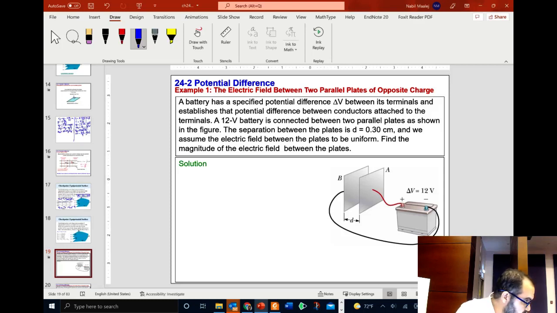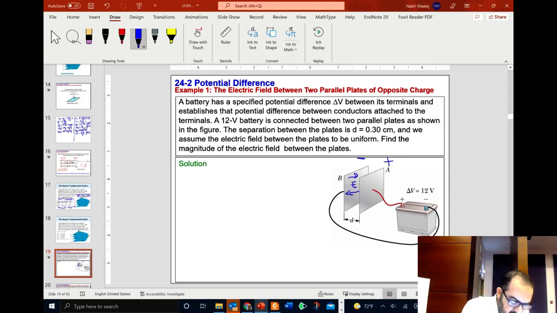If we want to draw the electric field, which way do you think the electric field is going? Is it going to go like this or like this? To the left or to the right? To the left, because remember, electric field always goes from positive to negative, so it is to the left. So this is the correct electric field direction.